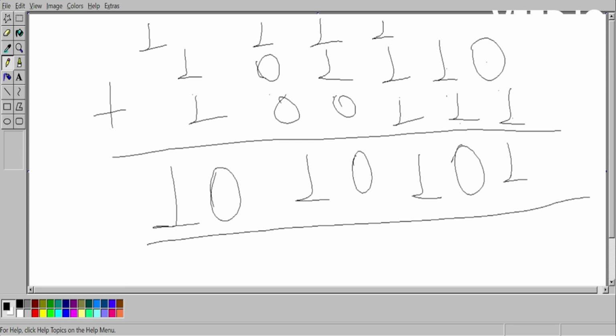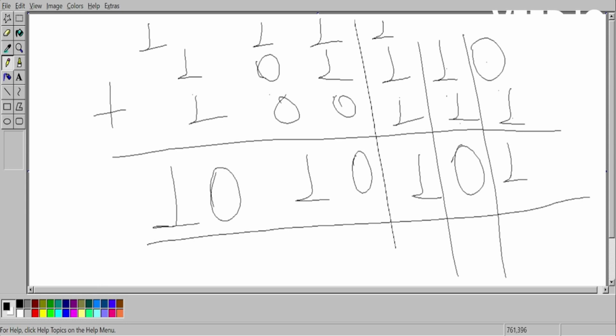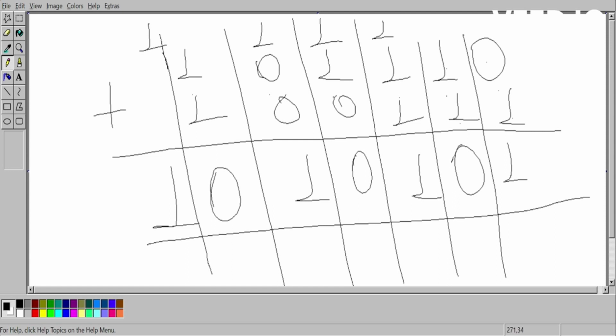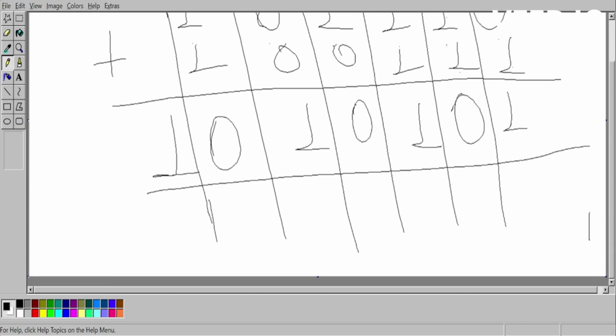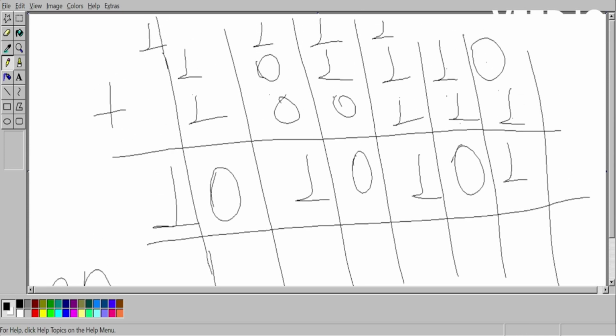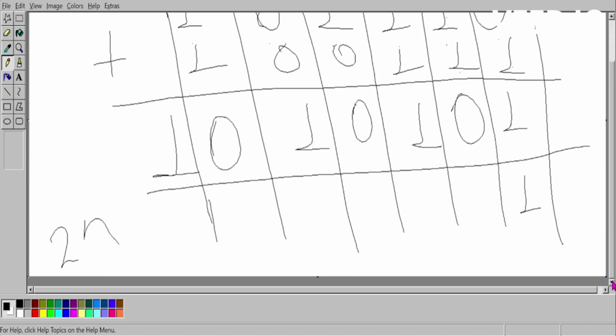Let us check it by forming a line. Line 1, 2, 3, 4. What I'm going to do now is write 2 to the power of n here. 2 to the power of 0 is 1, any number to the power of 0 is 1, it needs mathematical proof. 2 to the power of 1 is 2, 2 to the power of 2 is 4, 2 to the power of 3 is 8, 2 to the power of 4 is 16, 2 to the power of 5 is 32, 2 to the power of 6 is 64.